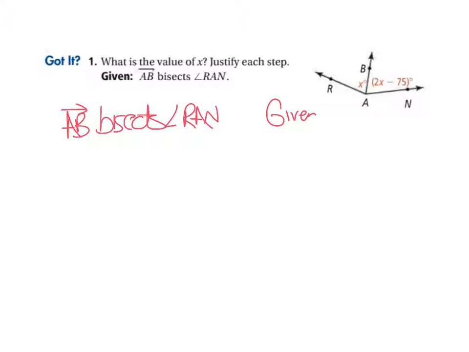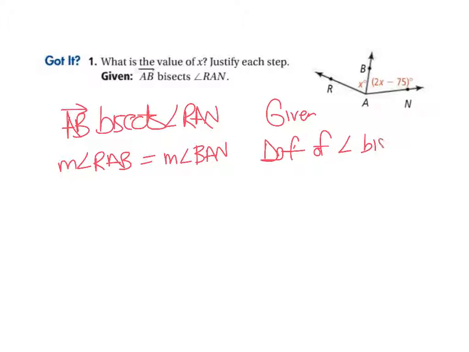Okay, great. Now, what does that mean to you to say that AB bisects angle RAN? Well, remember that an angle bisector cuts the angle into two equal angles. So I'm going to come right back and say the measure of angle RAB would end up being equal to the measure of angle BAN. And why is it that I know that? Well, because it's an angle bisector. And anytime you think, well, that's because that's what it is, that's always a definition. It's the definition of angle bisector.